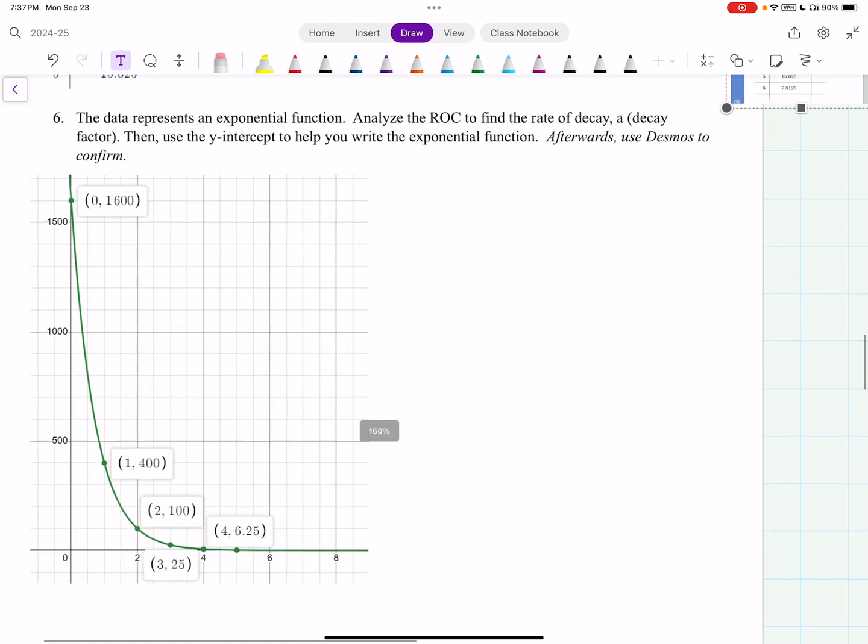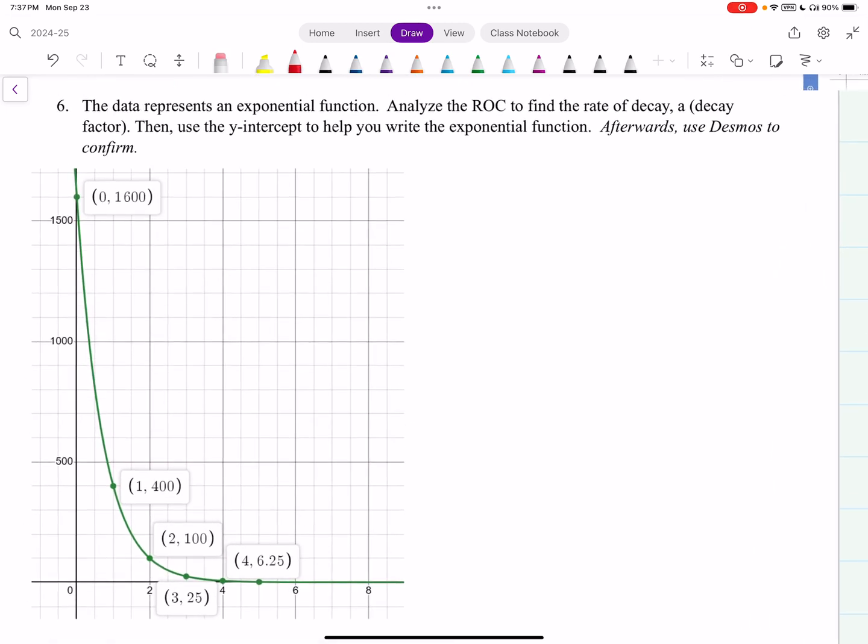All right, number 6. Let's keep rock and rolling. We got another decay function. The initial value is 1600. So notice that I give it to you. Initial value 1600. That tells me that a is 1600 in the exponential function. We need to find the rate of decay again. So rate of decay, as I've said multiple times, is my second value divided by my first value. So it goes from 1600 to 400 to 100 to 25.